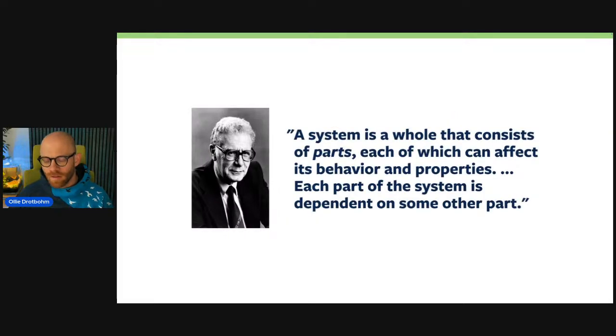But the thing that was interesting to me, or that made that talk relatable for me, was that it goes into the fundamentals of what a system is, and that's transferable to software systems as well, right?